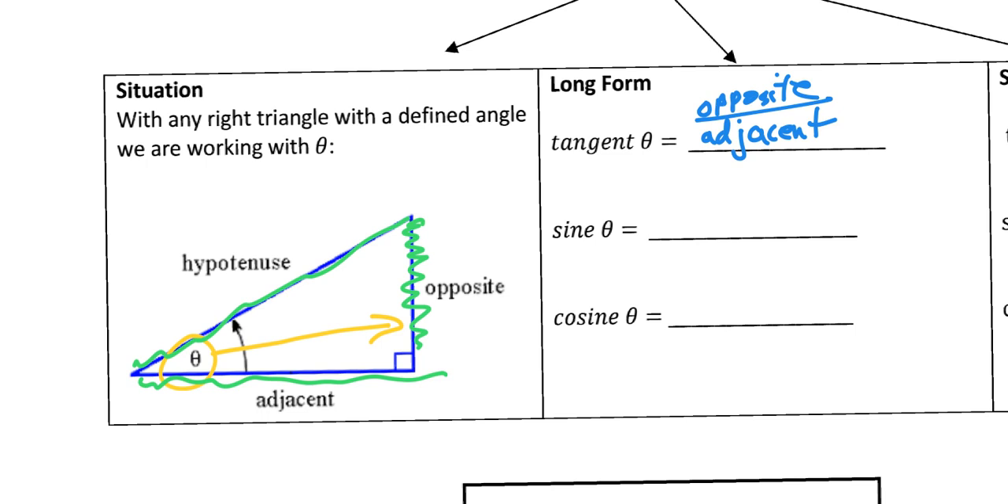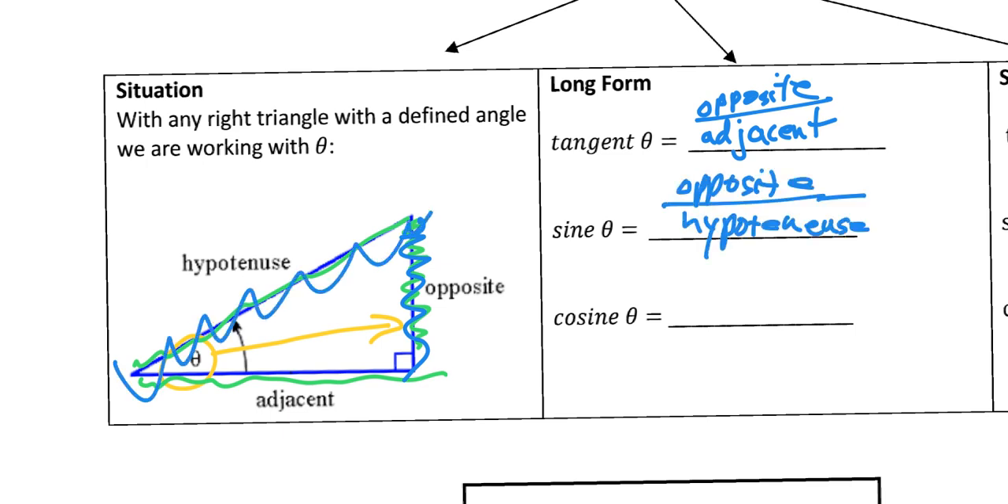Okay, we also have another one that is called the sine of theta, which is the opposite side divided by the hypotenuse. And we'll just write that down. And finally, we have a thing called the cosine, which is equal to the adjacent divided by the hypotenuse. And all we're doing is relating the ratio of the sides to a function that relates it to the angle. Now, let's go over the short form, okay?